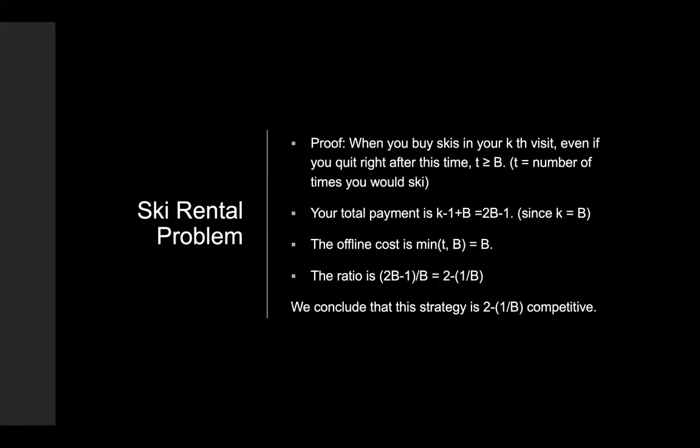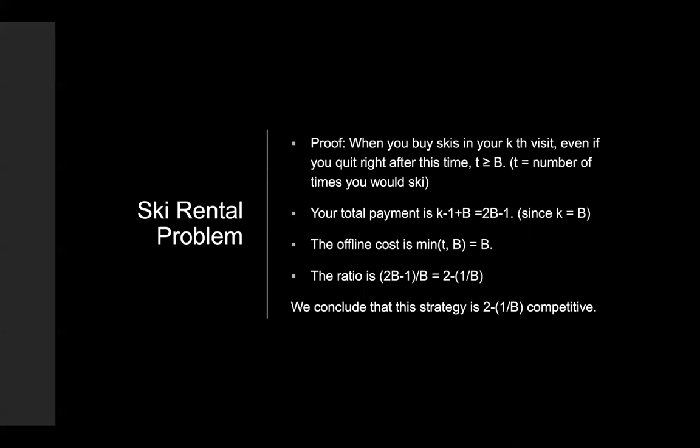Let's prove the claim. Consider you are buying the skis on your kth visit, and even if you quit right after this time, the number of times here is greater than or equal to b, and the total payment is k minus 1 plus b, that is 2b minus 1, since we set k equal to b in our claim.